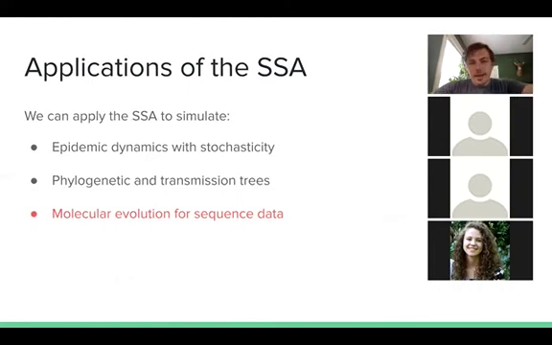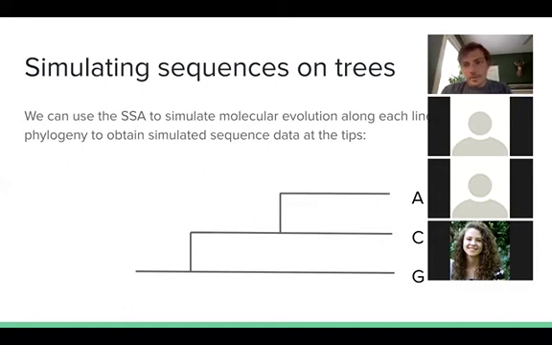Okay, so we talked about how we can simulate phylogenetic trees. The next thing that we consider is using the stochastic simulation algorithm to also simulate molecular evolution along a given phylogeny, so we can actually generate simulated sequence data. And this is another pretty straightforward extension of the stochastic simulation algorithm. So we'll assume here that we already have a given transmission tree or phylogeny that could be the real tree or a simulated tree.